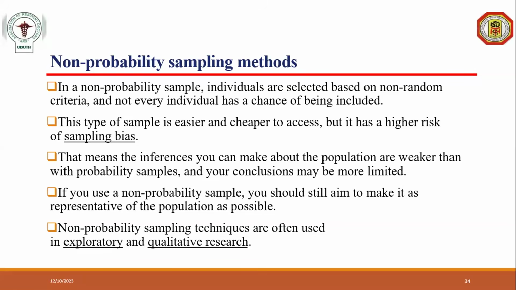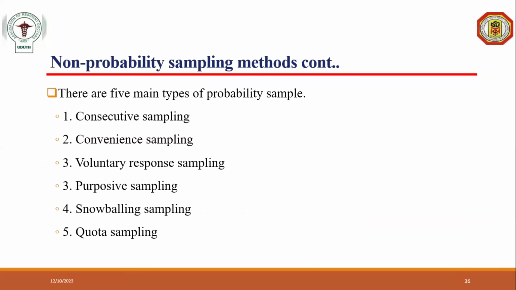So non-probability sampling techniques are usually not good in generalizability. Once somebody uses it in their research, that research will not have external validity, because you cannot use non-probability sampling and generalize it to other members of the population. So there are different non-probability sampling techniques.